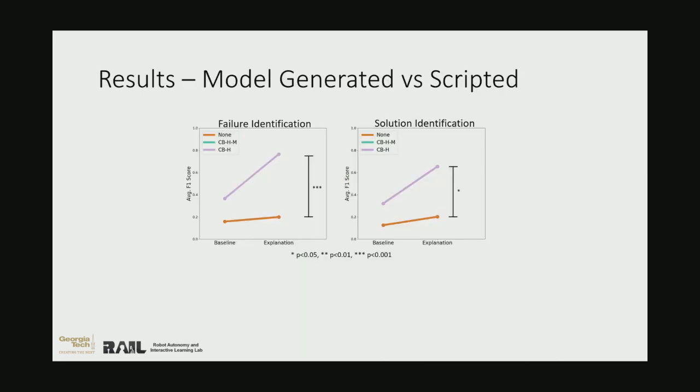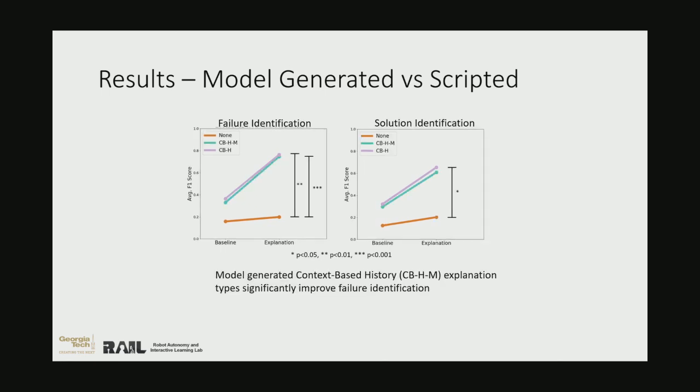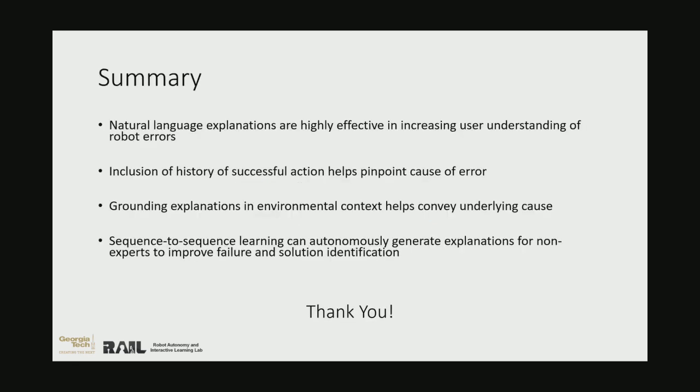Now, given our model performance, the ultimate evaluation of the success of our model was in how well the model-generated explanations could help users in failure and solution identification. In the ideal case, we would expect to see performance similar to our hand-scripted context-based history explanations shown here in purple. As you can see, our model-generated results, shown here in teal, very closely match our idealized hand-scripted results and are just as effective in enabling users to both identify the source of failure and the correct solution to the problem.